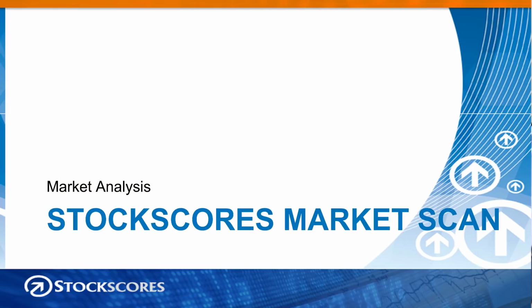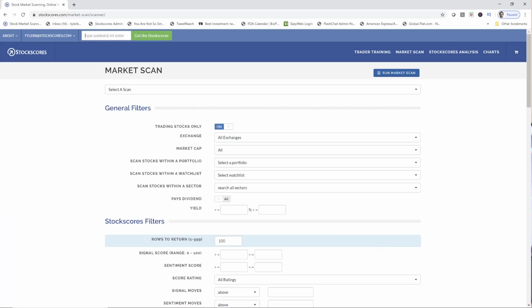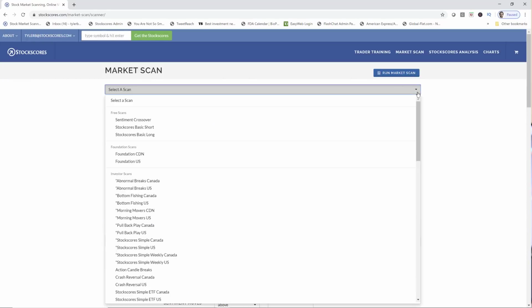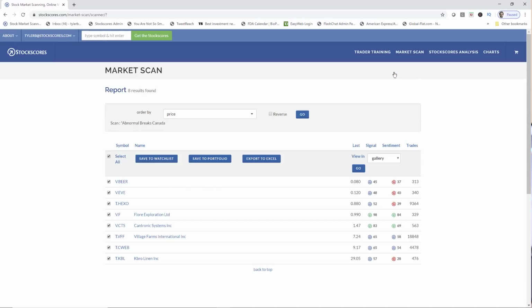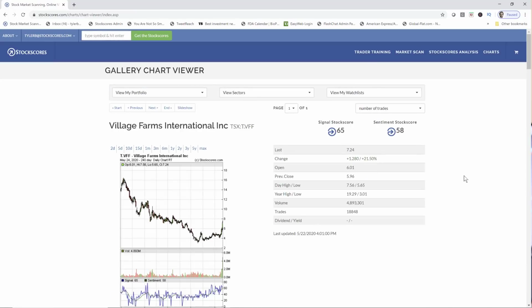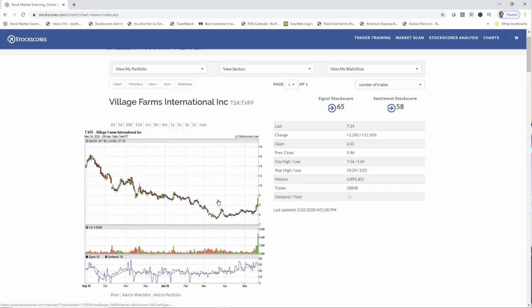All right, now we're going to do a market scan on the Stockscores website. So we'll jump over to Stockscores here. And what I'm going to do is run a scan on the Canadian market. The reason I'm going to do Canadian this time, we're going to run the abnormal break scan, is because this past week there were a lot of good trades happening in the cannabis sector, and a lot of these cannabis stocks are listed on the Canadian market. So I thought, let's run a market scan on the Toronto Stock Exchange in search of some of these cannabis names that may be reversing their long-term weakness.